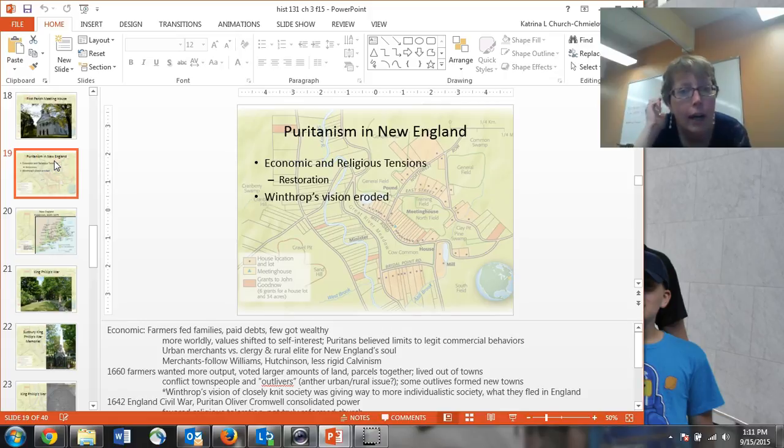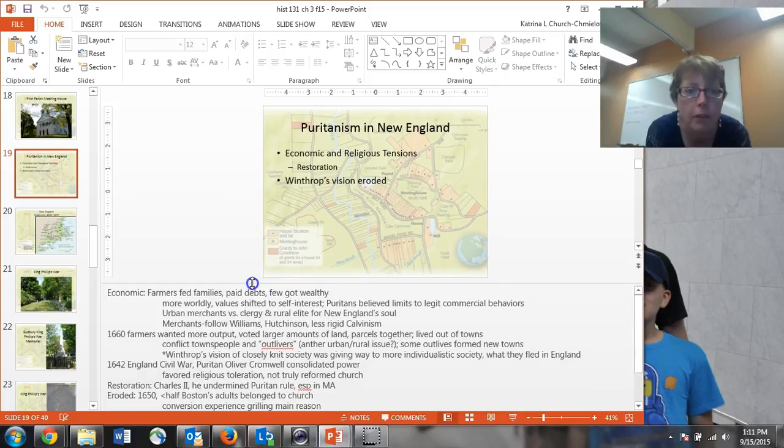Okay, so economic and religious tensions with Restoration. John Winthrop's vision was eroded because of the outliers and the outlivers. The Puritan vision of this closely knit society was changing. And change can equal tension, and tension equals change. And so your Puritanism in New England was changing.